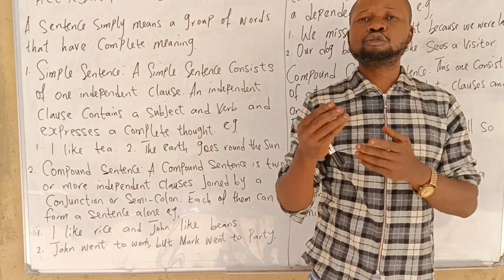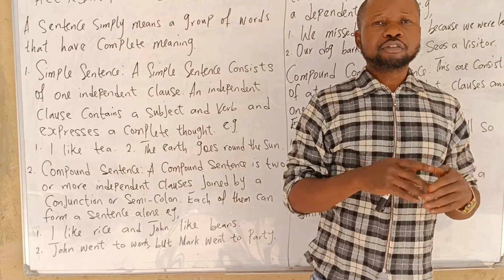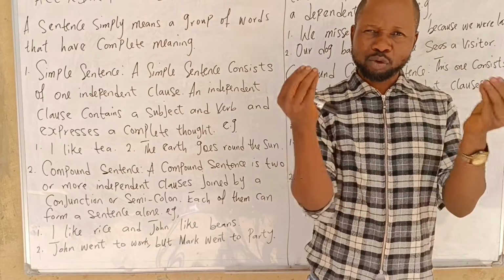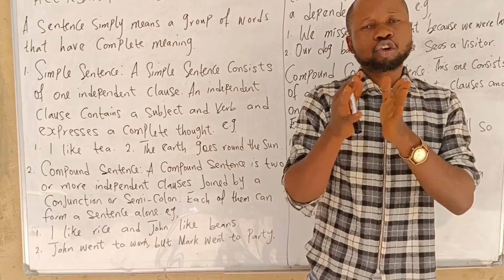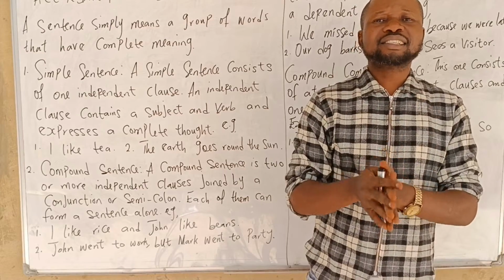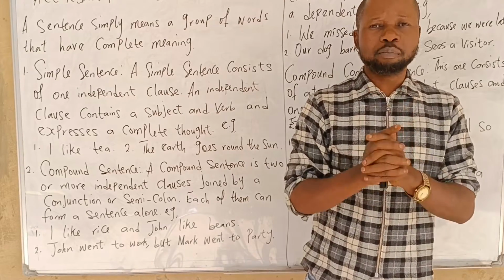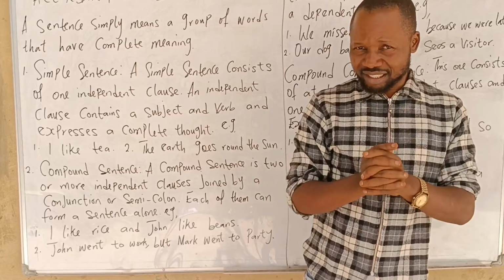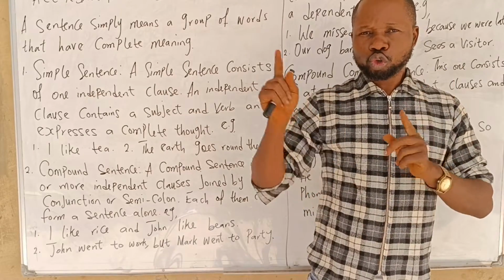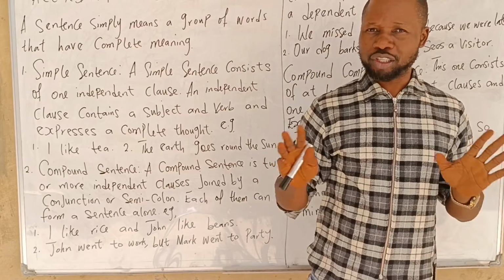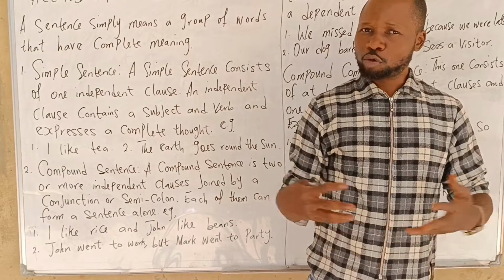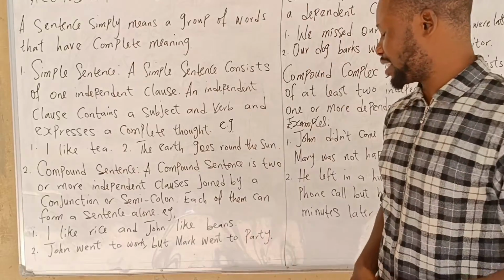For example, if you say football, foot and ball: foot can stand alone, ball can stand alone, but when they are joined together, it becomes what? Compound word. So in the same way, a compound sentence has what? Two pieces of information or two messages or two groups of sentences or ideas that can stand alone on their own but are being joined together with what? A conjunction.